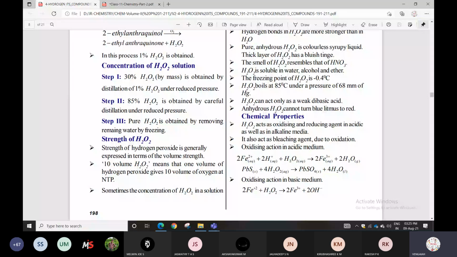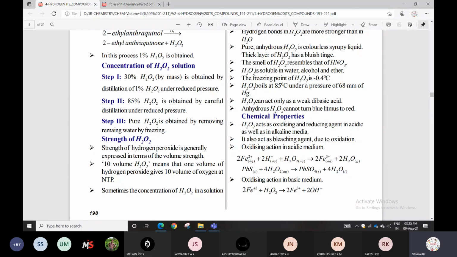Next one, strength of hydrogen peroxide. The strength of hydrogen peroxide is generally expressed in terms of volume strength. 10 volume H2O2 means 1 volume of hydrogen peroxide gives 10 volume of oxygen at NTP, which is nothing but normal temperature and pressure. Sometimes the concentration of H2O2 in a solution is expressed in terms of percentage. So they given 30%. 100 volume of H2O2 is called perhydrol.